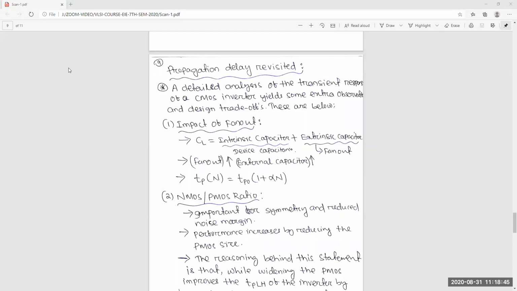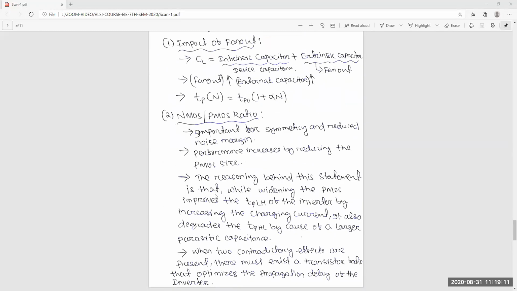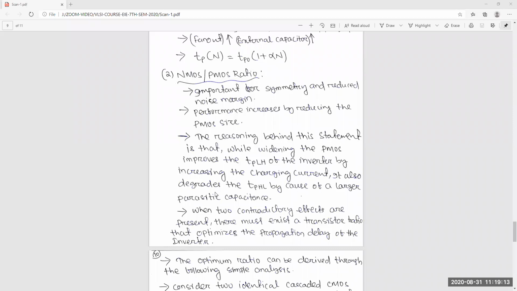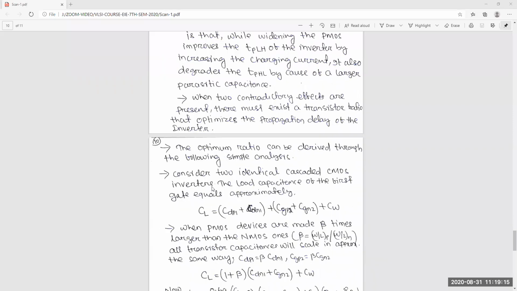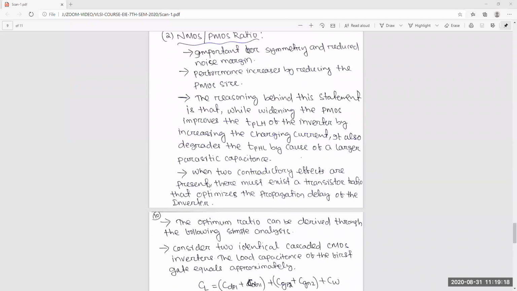Okay, but here the interesting thing is, as we already discussed, if you increase this W by L value, we will get better performance, meaning more speed. But again, if you increase the ratio of NMOS to PMOS, with both scaled, then we also get better performance. That thing is generally called the beta ratio.